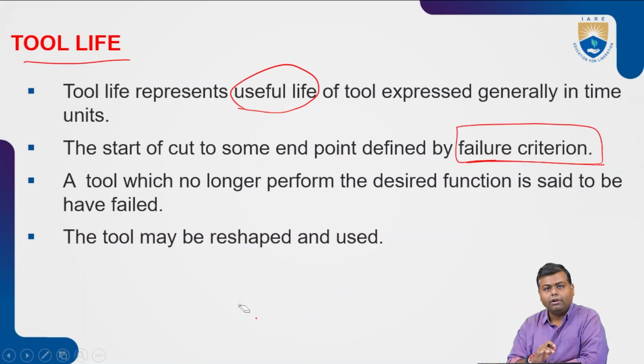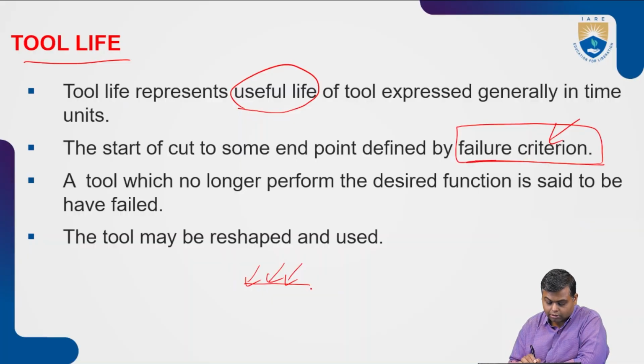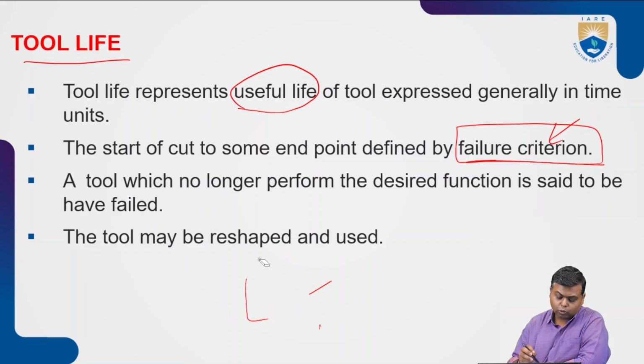So starting of a cut operation to which the failure criteria is reached is termed in general as tool life. The tool which is no longer performing the desired function is said to have failed. That means the required surface finish you are not getting, or the dimensions you want are not obtained when you are applying proper feed, speed and depth of cut. Then we can say that the tool has got blunt or failed.